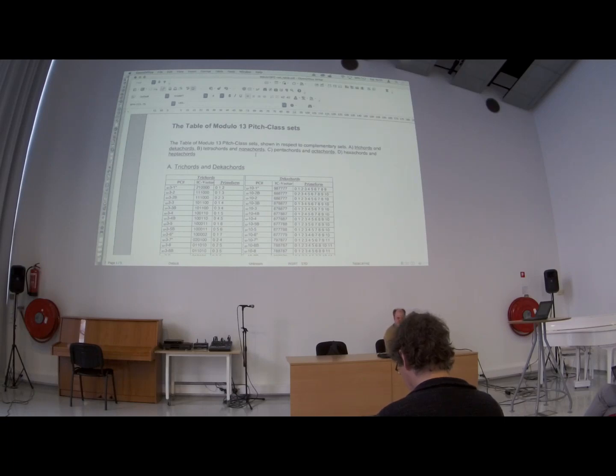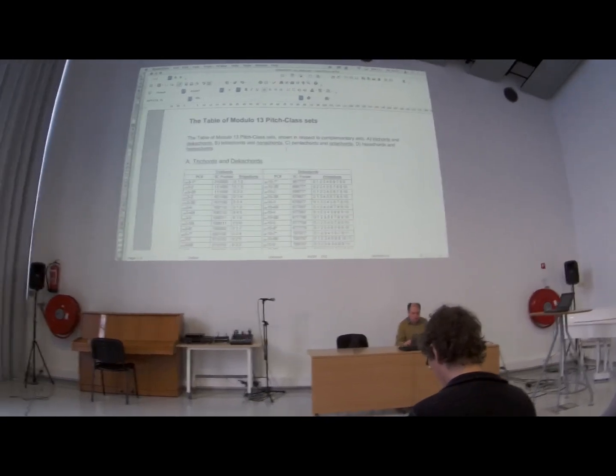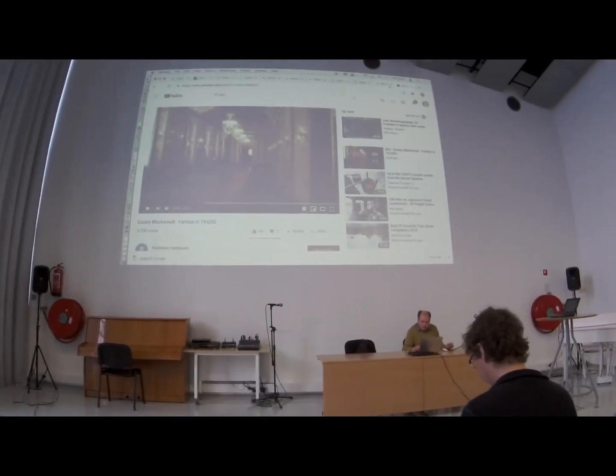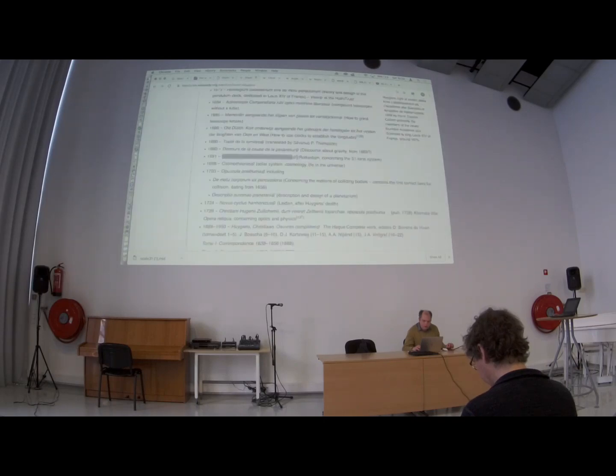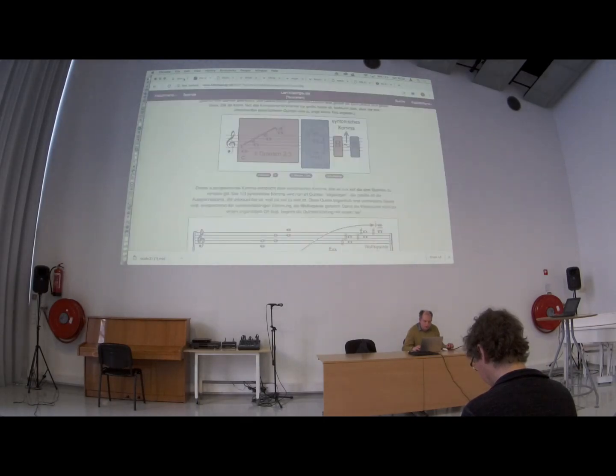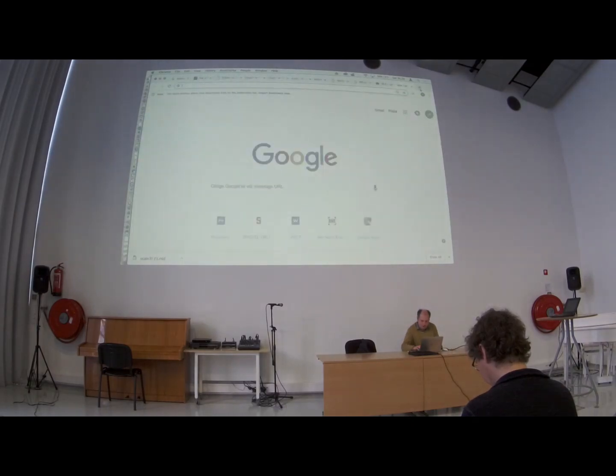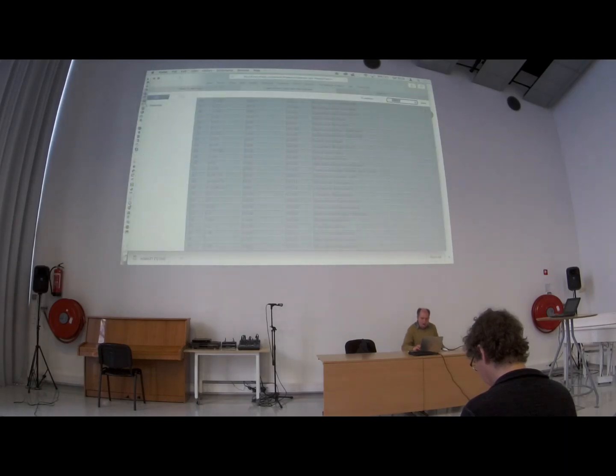So, as we know, the table of pitch class sets is something that systematizes every combination in the traditional pitch class system.